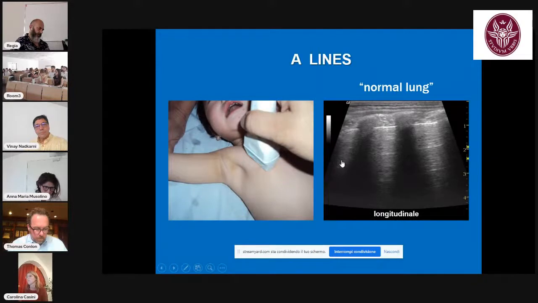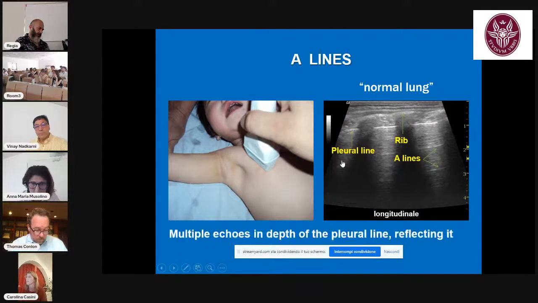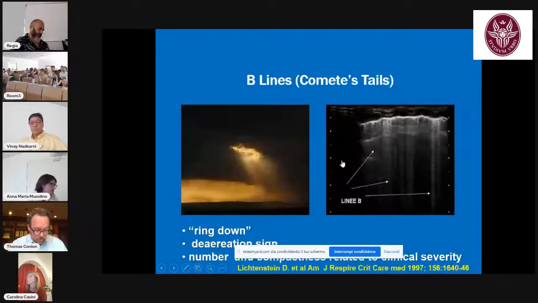We have normal landmarks in the lung ultrasound, and these are the A lines. This is a normal lung. We can see the rib. We can see the pleural line and the A lines that are mirroring the pleural line, reflecting it on our image.